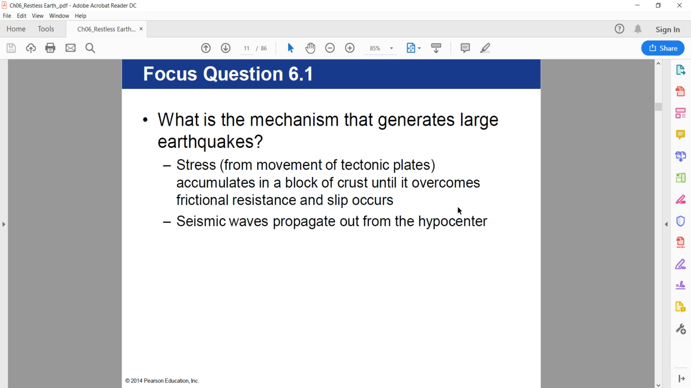Seismic waves propagate out from the hypocenter. We saw earlier that the hypocenter is the location in the interior of the earth where the slip originates, and the epicenter is the projected location on the surface of the earth.